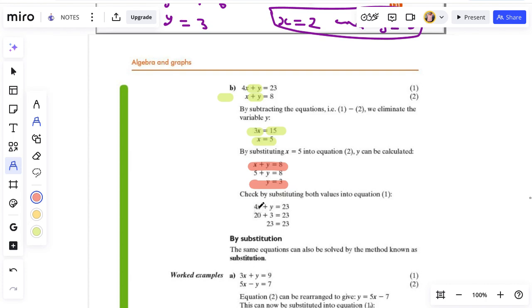X is 5. 4 times 5 is 20. And y is 3. 20 plus 3 is 23. See, it matches with what the equation said. So it means you checked. You can also check here.